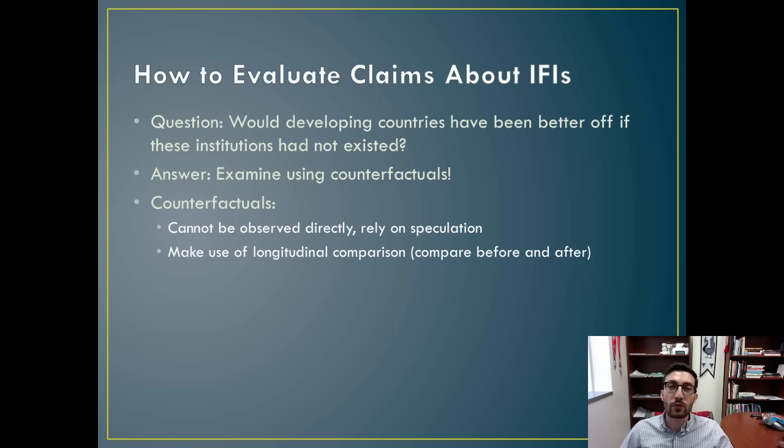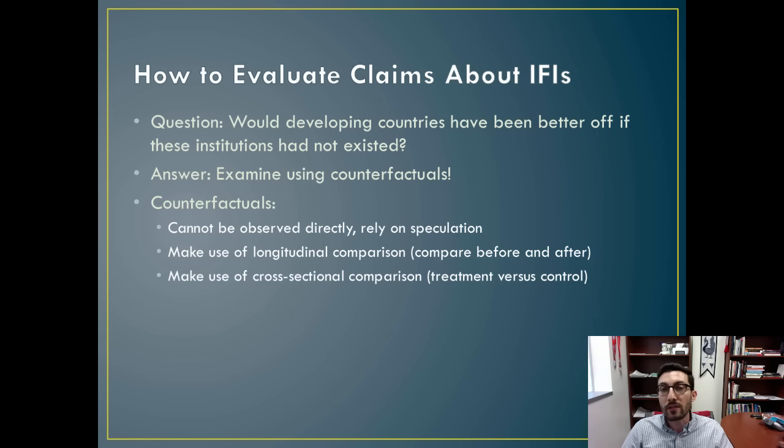It allows us to use what's called longitudinal comparison to look at before and after an event. So we can examine a country and look at before that country had any access to an international financial institution, then at the establishment point at which you have an IFI, and then after the fact. Is that developing country better off than it would have been prior to the establishment of that IFI?